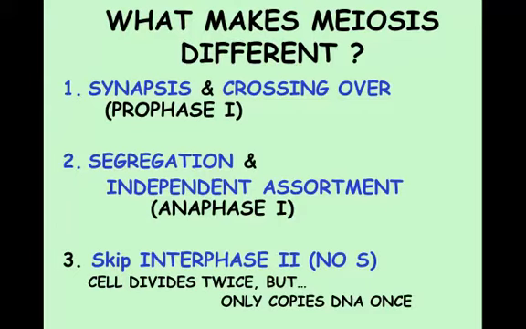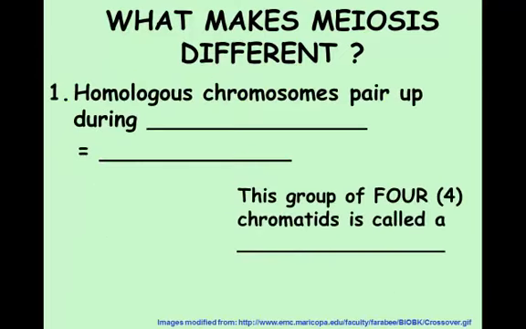Number 2, segregation and independent assortment happens in anaphase 1. And number 3, we're going to skip interphase the second time. So no S, no copying our DNA. The cell is going to divide twice as it goes through meiosis, but it's only going to copy the DNA one time. So let's look a little closer at those three things.